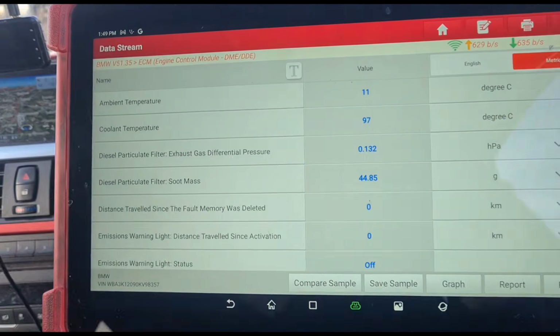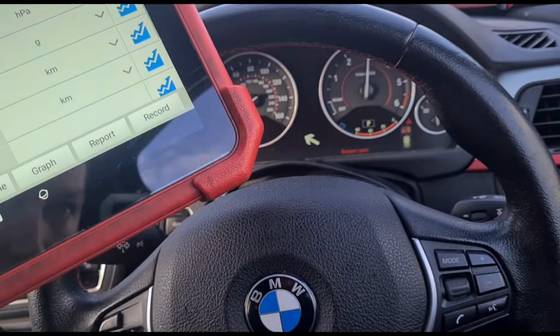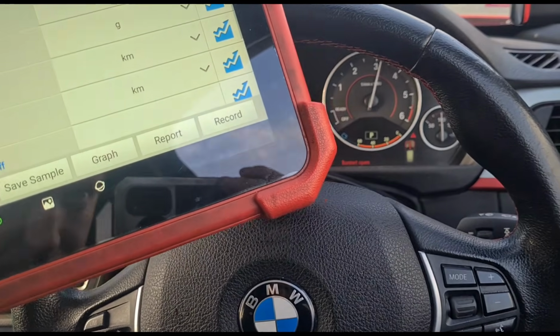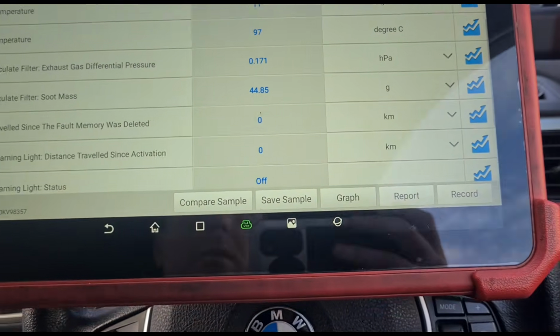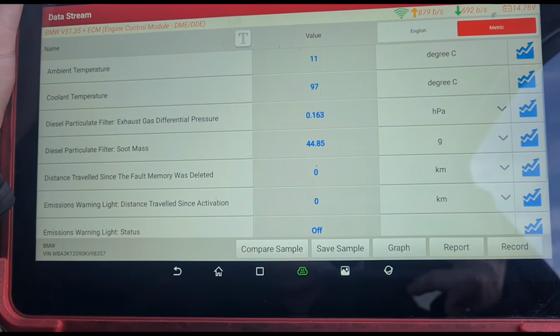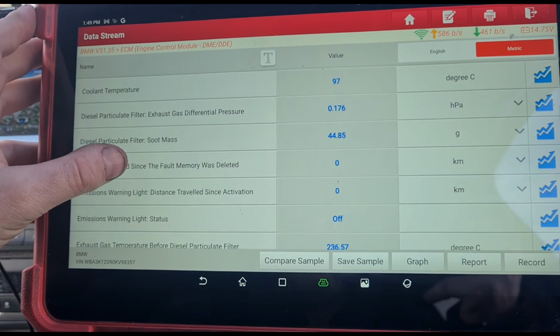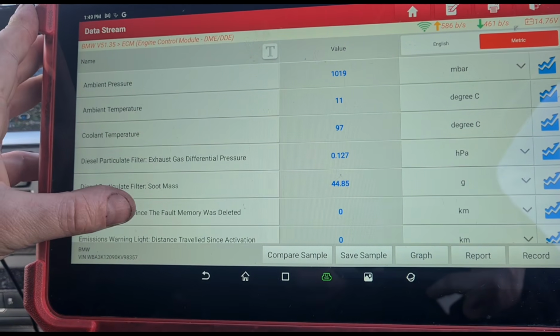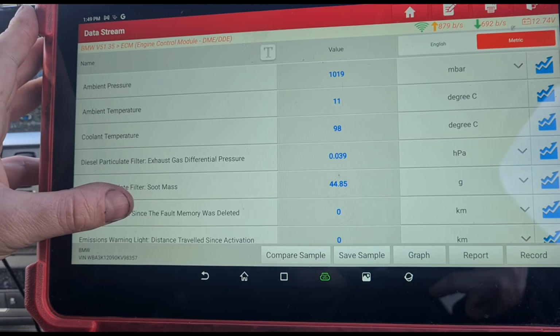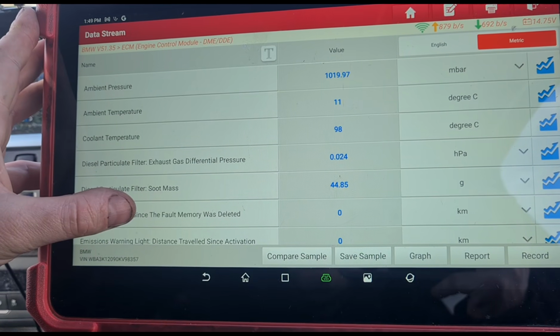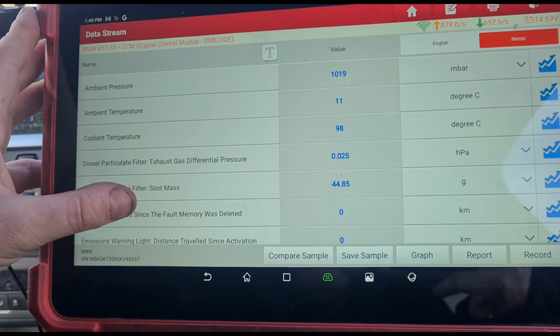Let's hold it at 3000 RPM. Let's try and get it at 3000 RPM if we can. And about 160, 170 millibars, 44 grams of soot, very high. Idle, what have we got? 25.